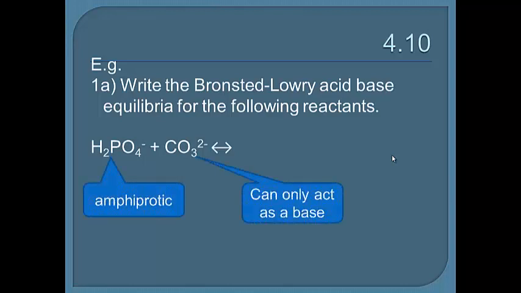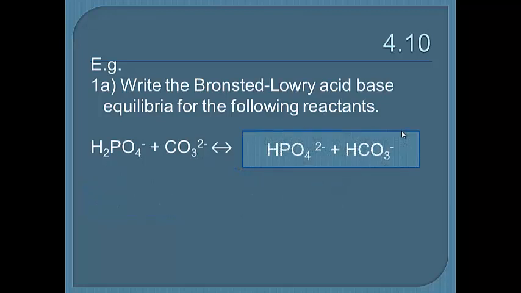If we look at the reactants we are given, what you should recognize is that H2PO4- is amphiprotic. It has an H at the front. It has a negative charge. That means it could accept a proton or donate a proton. On the other hand, CO3 2- does not have an H at the front. It can only act as a base, so it must accept a proton.